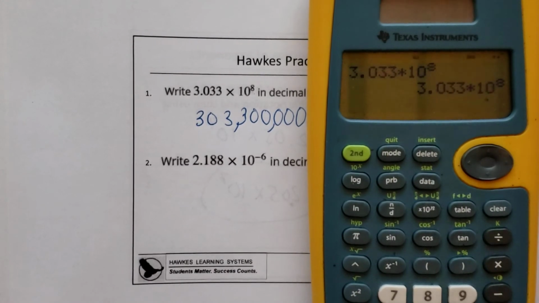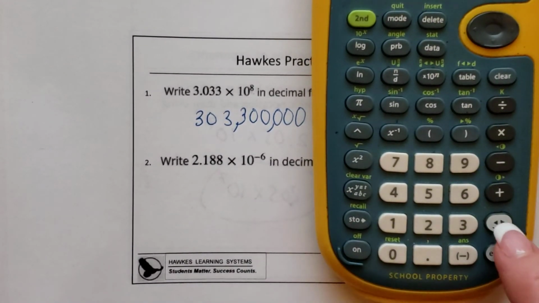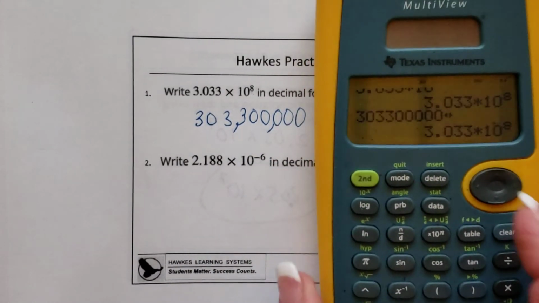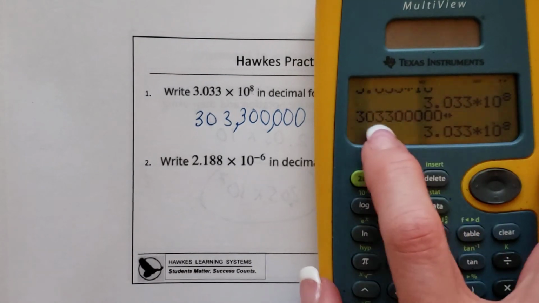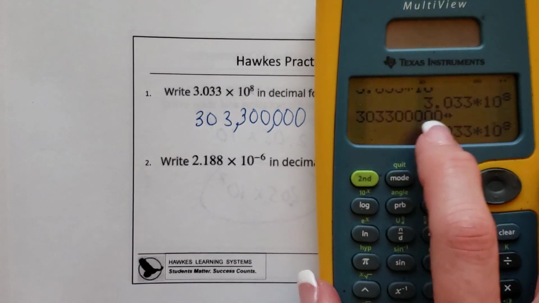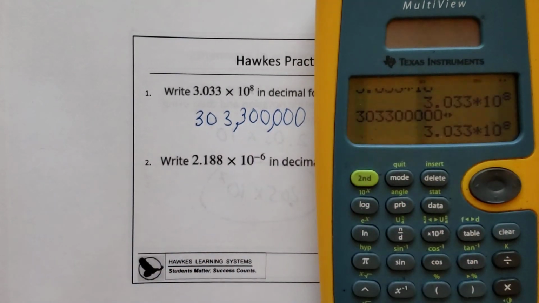So in order to make that standard, I'm going to go to my double arrow button right here. I hit my double arrow button, and it gives me the number right there. Do you see that? 303,300,000, which is what I have right there.